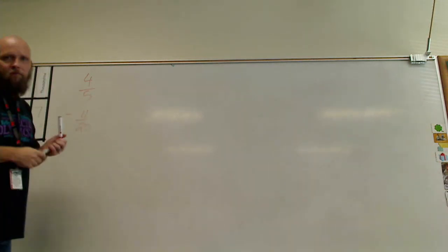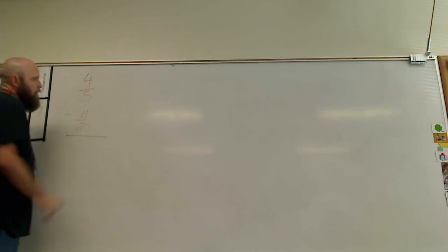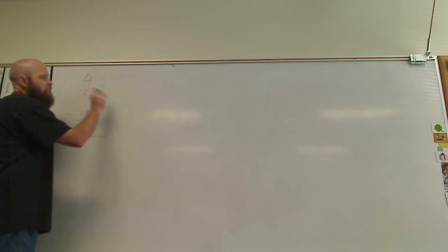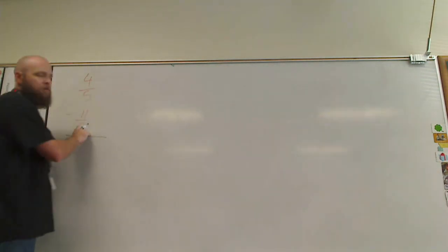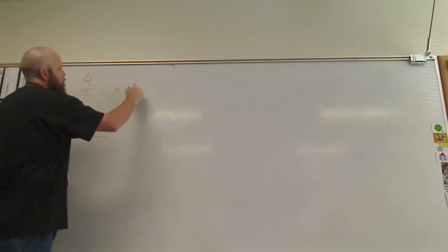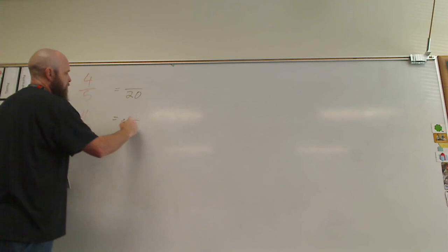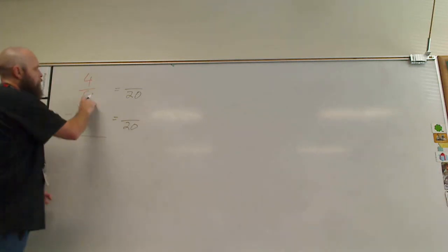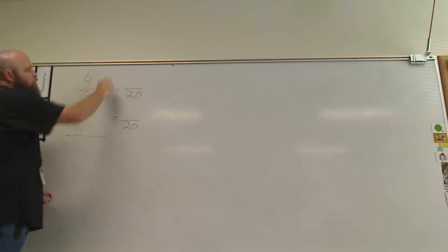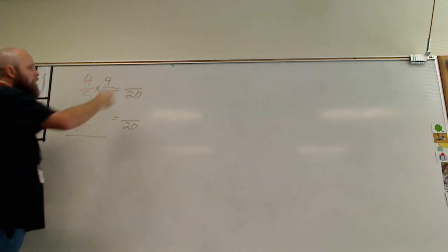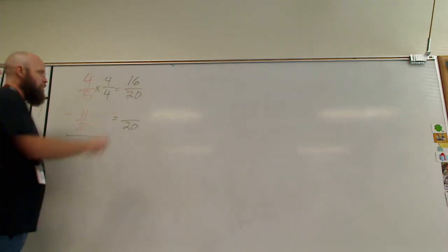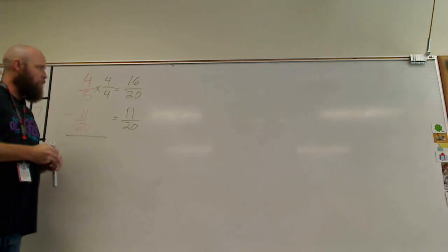Pause the video, solve it, and then look and see what we get. I'm going to use my multiplication chart. I know my multiples of 5 are 5, 10, 15, 20. My multiples of 20 are 20, 40, 60, 80. Well, 20's here, 20's here. That's going to be my least common multiple, my least common denominator. To go from 5 to 20, I had to multiply by 4. I want to keep this fraction as 1. So 4 times 4 is 16. This is already at 20, so I just move my 11 over.